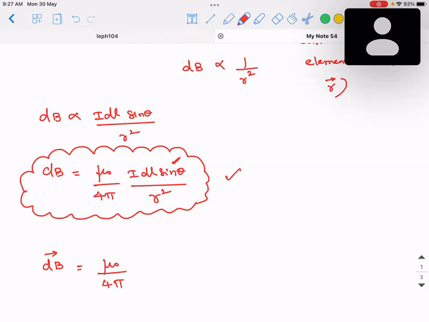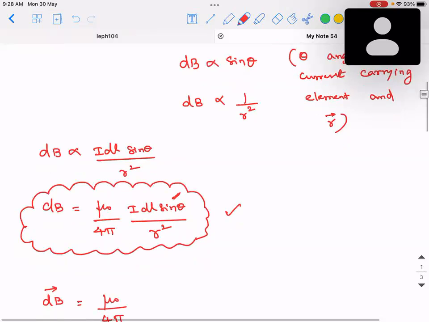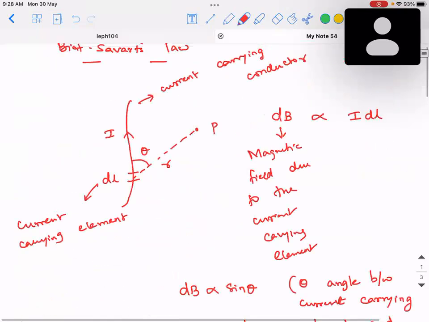Now I'm looking at the numerator. Mu naught is a constant. It's not a vector, it's a scalar quantity. I, is it a scalar or a vector? Current is a scalar quantity. What about dl? dl, you can make it a vector quantity if you wish, where dl will be assigned the direction in which the current is flowing. So dl is a vector quantity, but I have only one vector quantity in the numerator. So what is the other vector quantity I am able to see from the diagram?